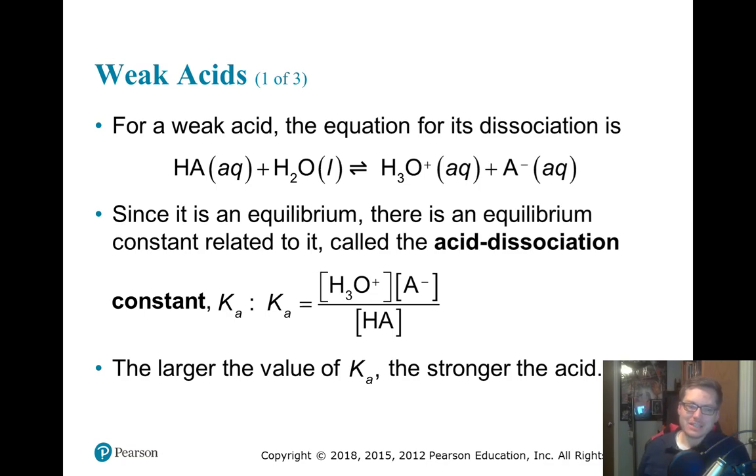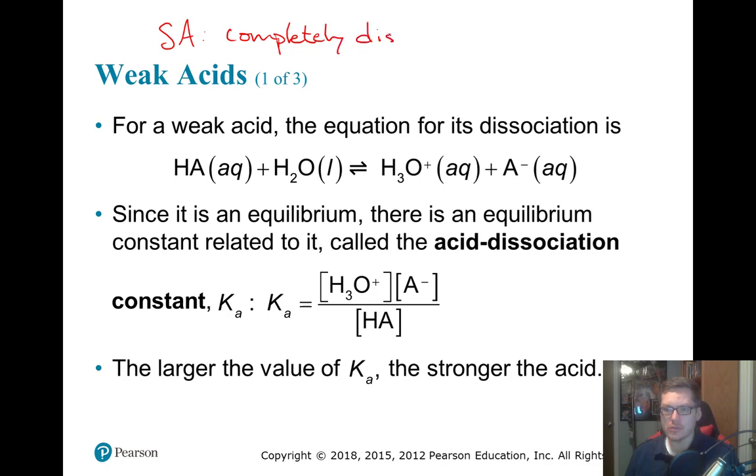Alright, so weak acids. Last video we talked about strong acids. Remember, strong acids were acids that completely dissociated, right? So strong acids completely dissociate. And so really what this means is that when we calculate the pH, we can make the assumption that the concentration of the strong acid is equal to the concentration of the hydronium. And that works for monoprotic acids only.